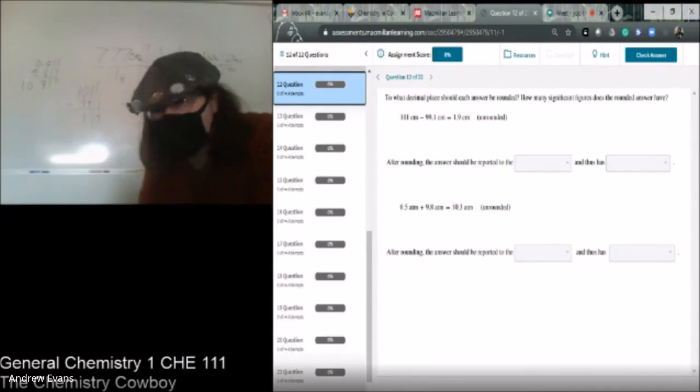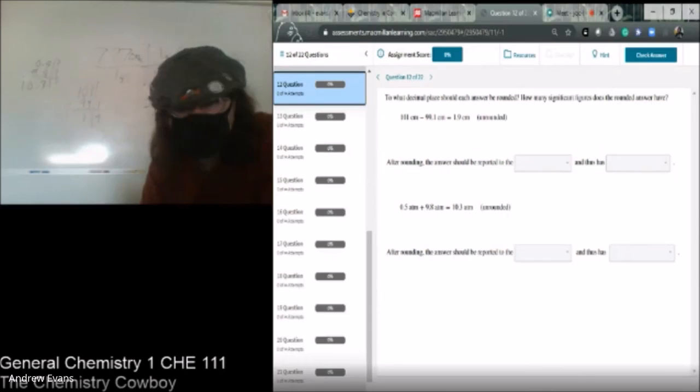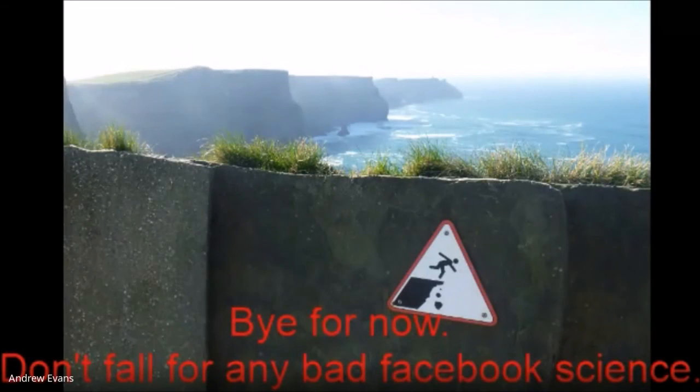But okay, that is where we're going to stop for today. We have finished chapter 1. We will start Wednesday with chapter 2, where we start looking at the atoms and how to name them.